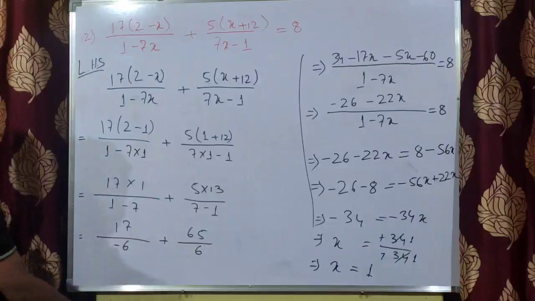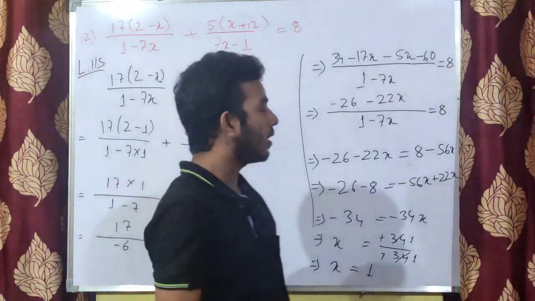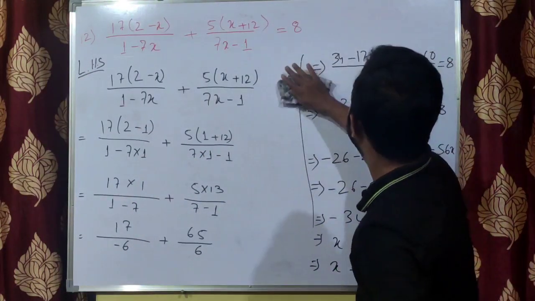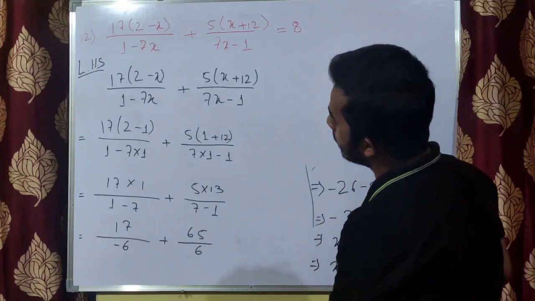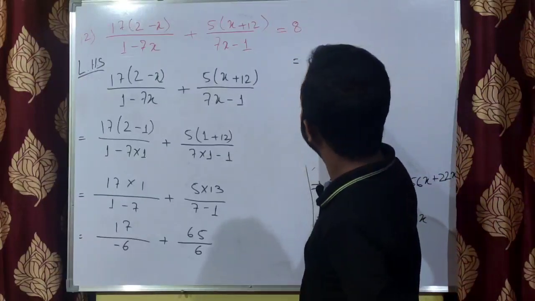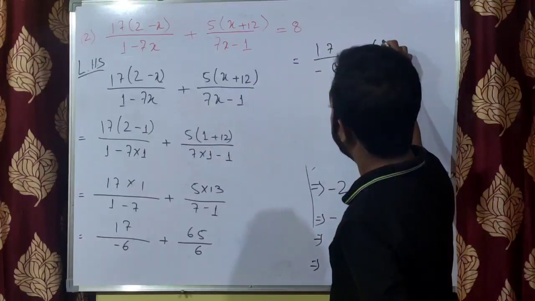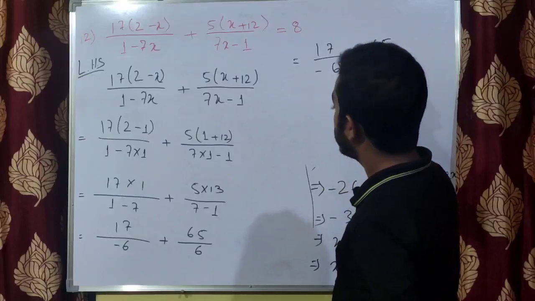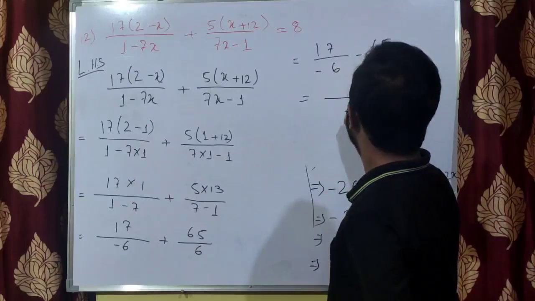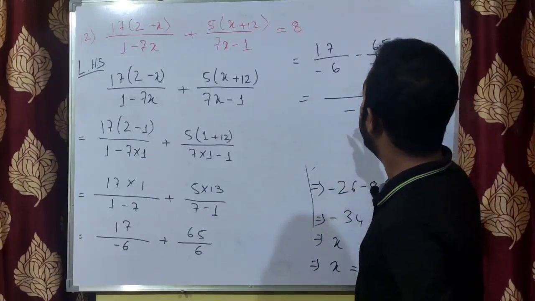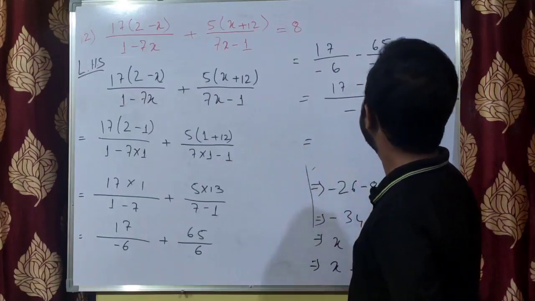Now if we take the minus common here, so what it will be? It will be like this, right? 17 minus 6 minus 65 by minus 6. So our minus 6 will be our LCM. So 17 minus 65.